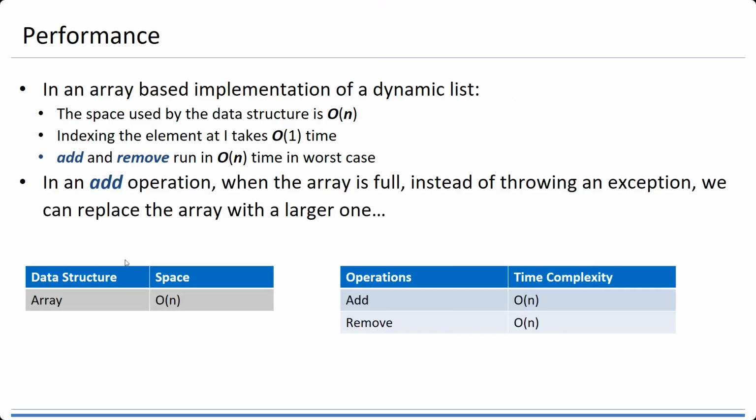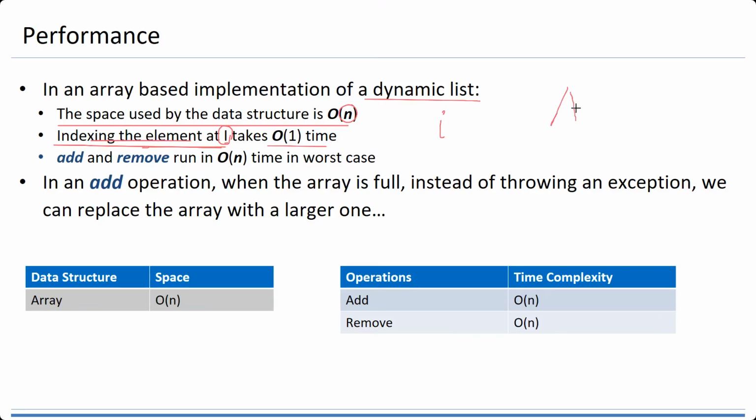In the implementation, because this is a dynamic list, the space used by the data structure with the array is O(n), because we always have n number of data in the array. When we try to do the indexing at the element of i, where i means the index i, whenever you do the indexing at that element, it will take O(1). So it will always take one time.